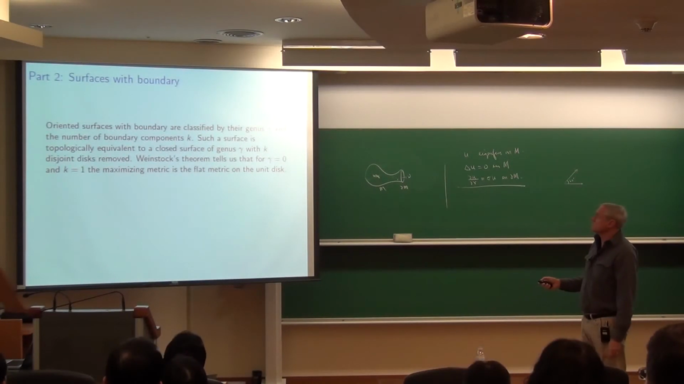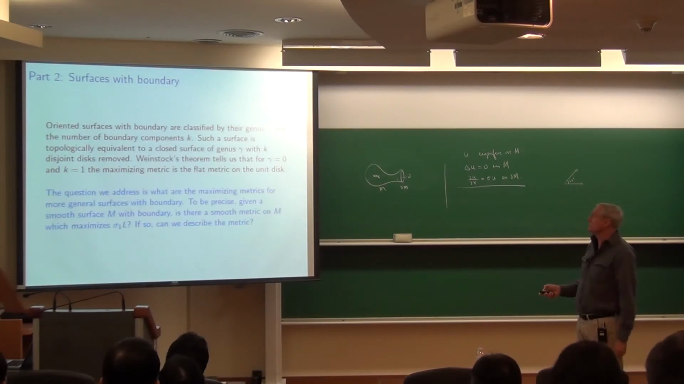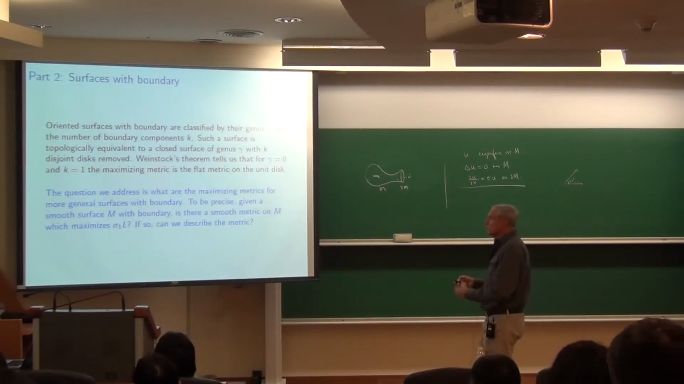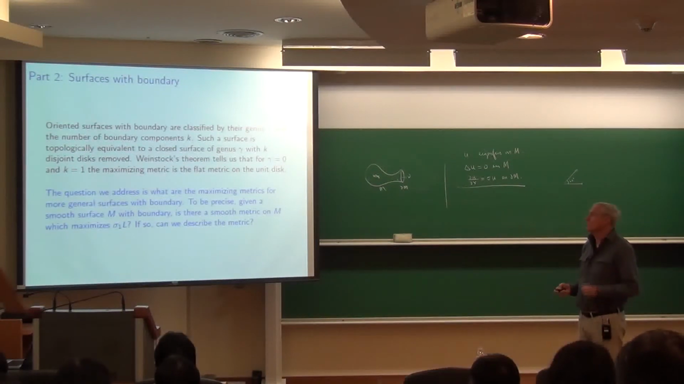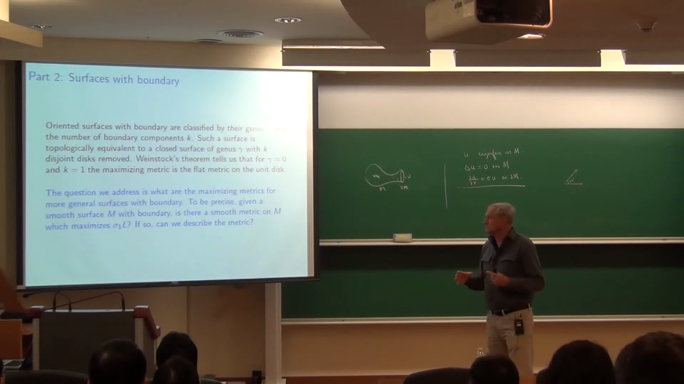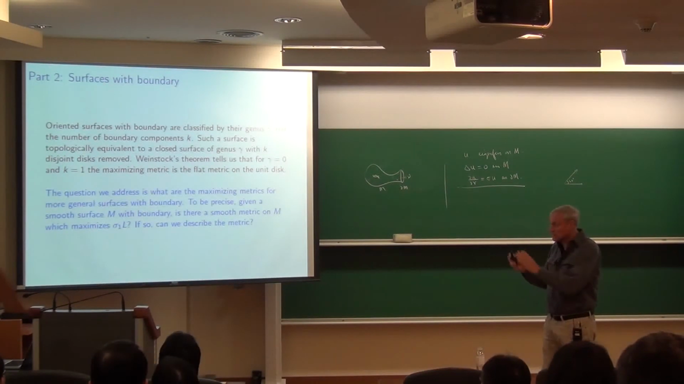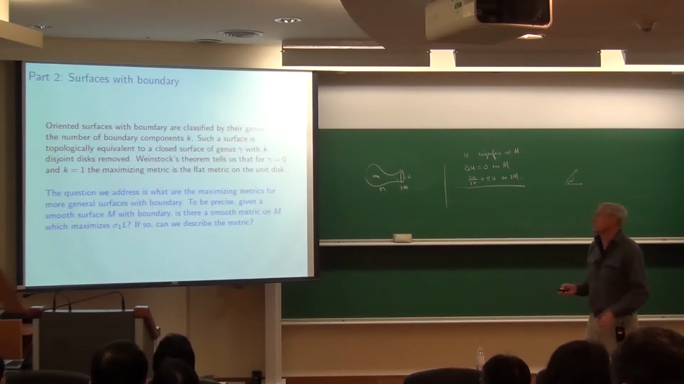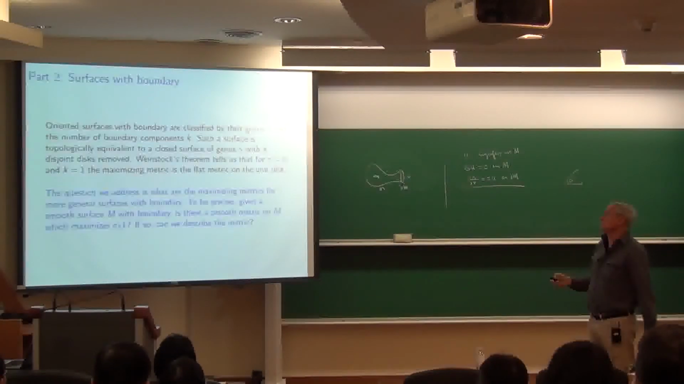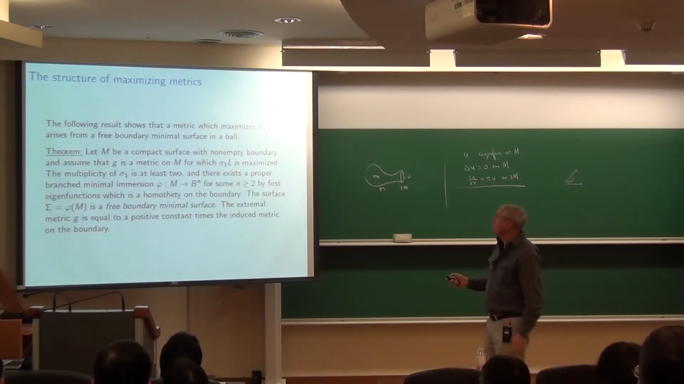And so in particular, Weinstock's theorem gives the extremal for genus 0 and k equal to 1. So that's the disk. Okay, and so the question is what happens for more general surfaces with boundary? In particular, we can pose the question: given a smooth surface with boundary, is there a smooth metric which maximizes sigma 1 times L, and if so, can you describe it in some cases? As stated, this is a really difficult problem. It's very far from being generally solved, but we have some interesting results on this, and I'll describe them.